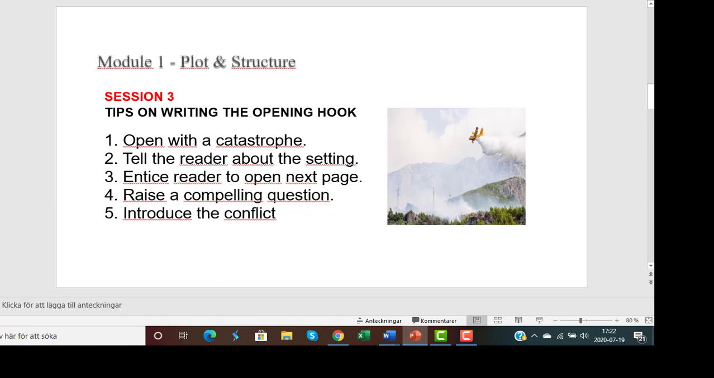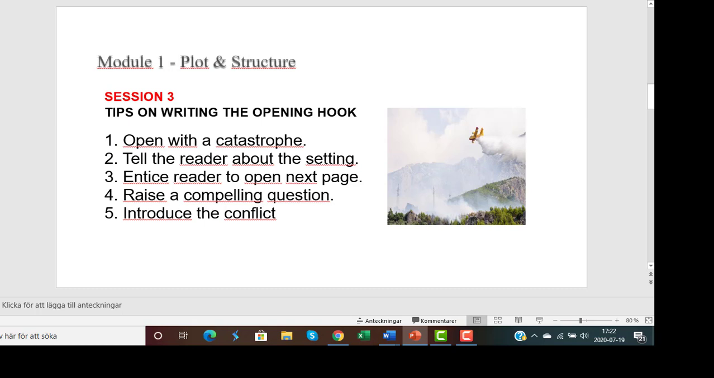Tips on writing the opening hook. Open with a catastrophe. Tell the reader about the setting. Entice the reader to open the next page. Raise a compelling question. Introduce the conflict. Let's start with number 1.